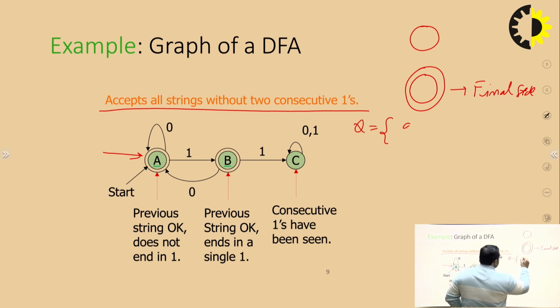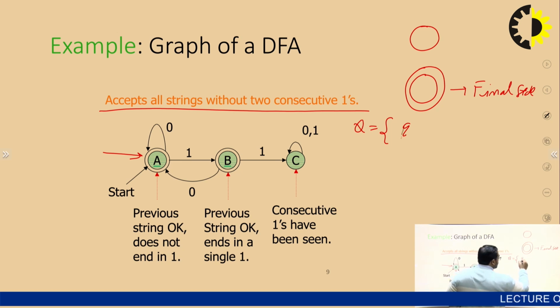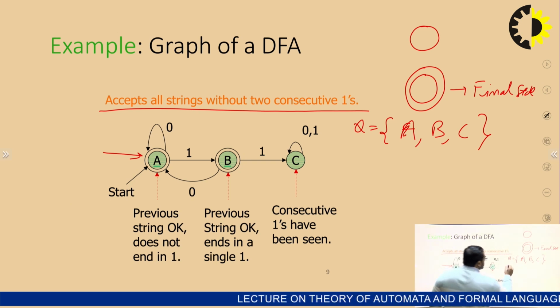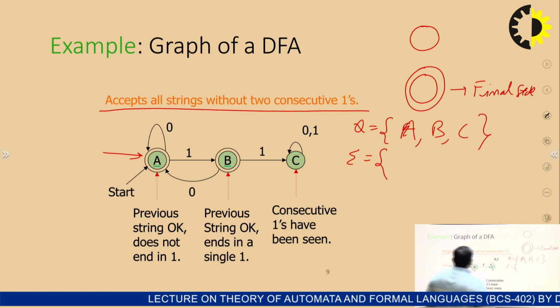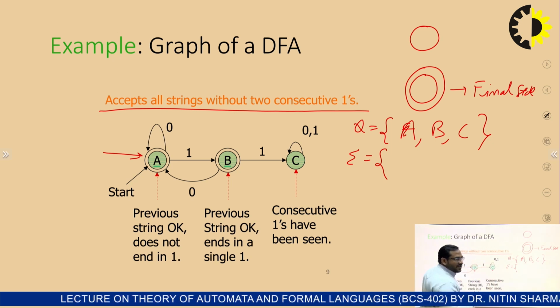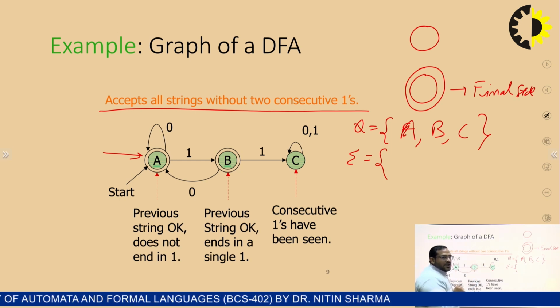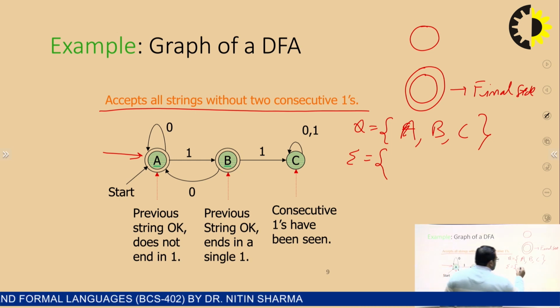So capital Q is basically A, B and C. These are the set of states, right? Next is sigma. Sigma is basically the input symbols. Whatever symbols you check here, there are only 2 symbols, either 0 or 1. So there are 2 input symbols, and I can just write sigma is equal to 0 and 1.